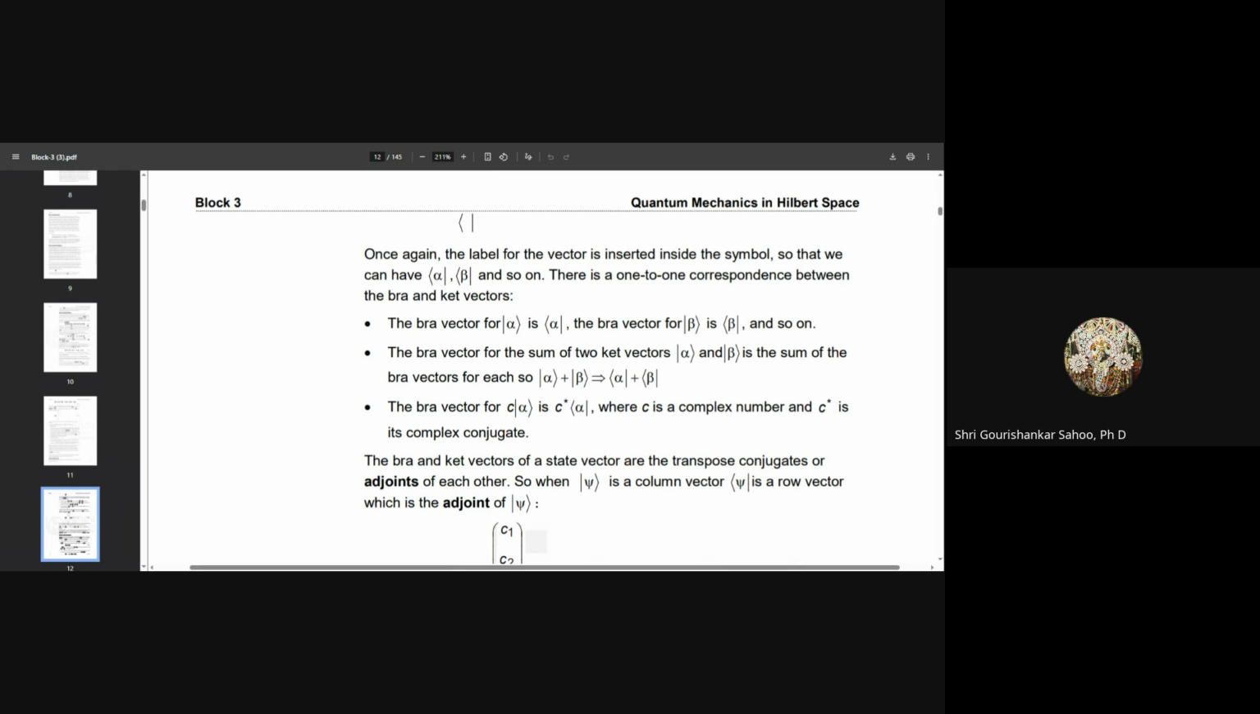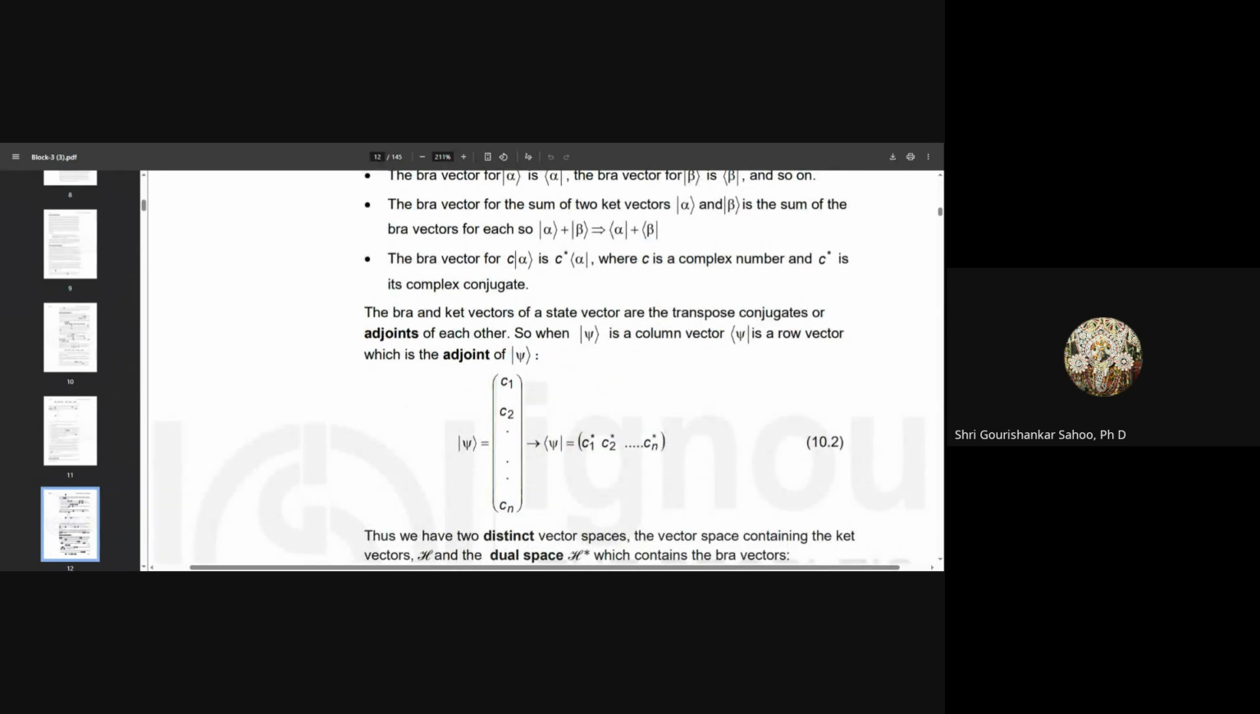You can write alpha and beta as shown on the screen in bra or ket. So the bra vector for C alpha is C star bra alpha, where C is a complex number and C star is its complex conjugate. The bra and ket vectors of a state vector are the transpose conjugates, or adjoints, of each other. So when psi in a ket vector is a column vector, psi in a bra vector is a row vector, which I was telling you earlier, and it is the adjoint of psi. So bra and ket are adjoints of each other.